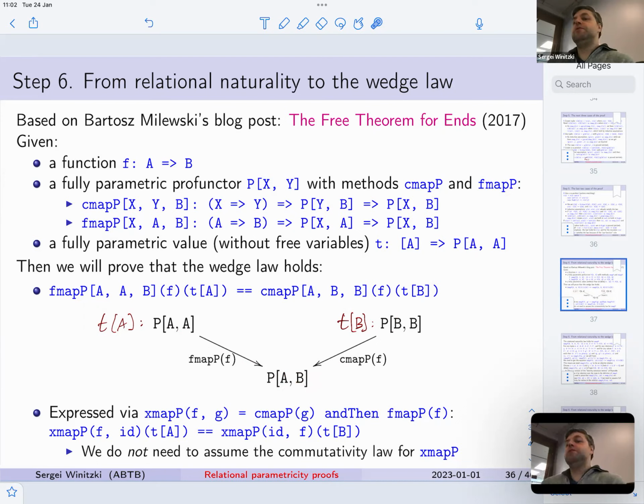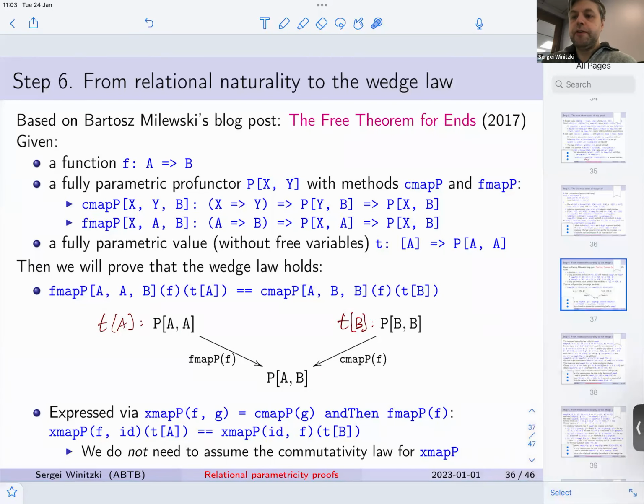Now this seems to be a strange law. Why would you want to use this law? And the reason you want to use this law is that this is a generalization of a naturality law for type signatures that are not fully covariant or fully contravariant. I'll show from this that we will derive naturality laws.